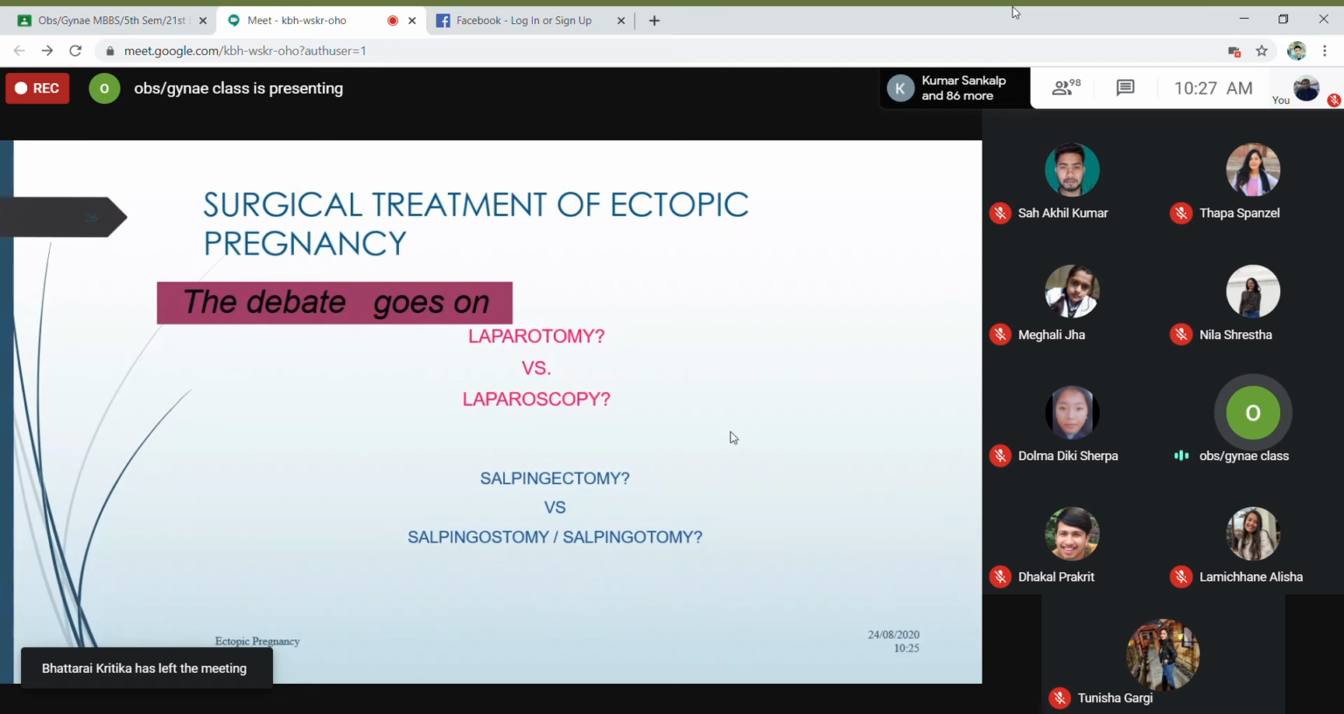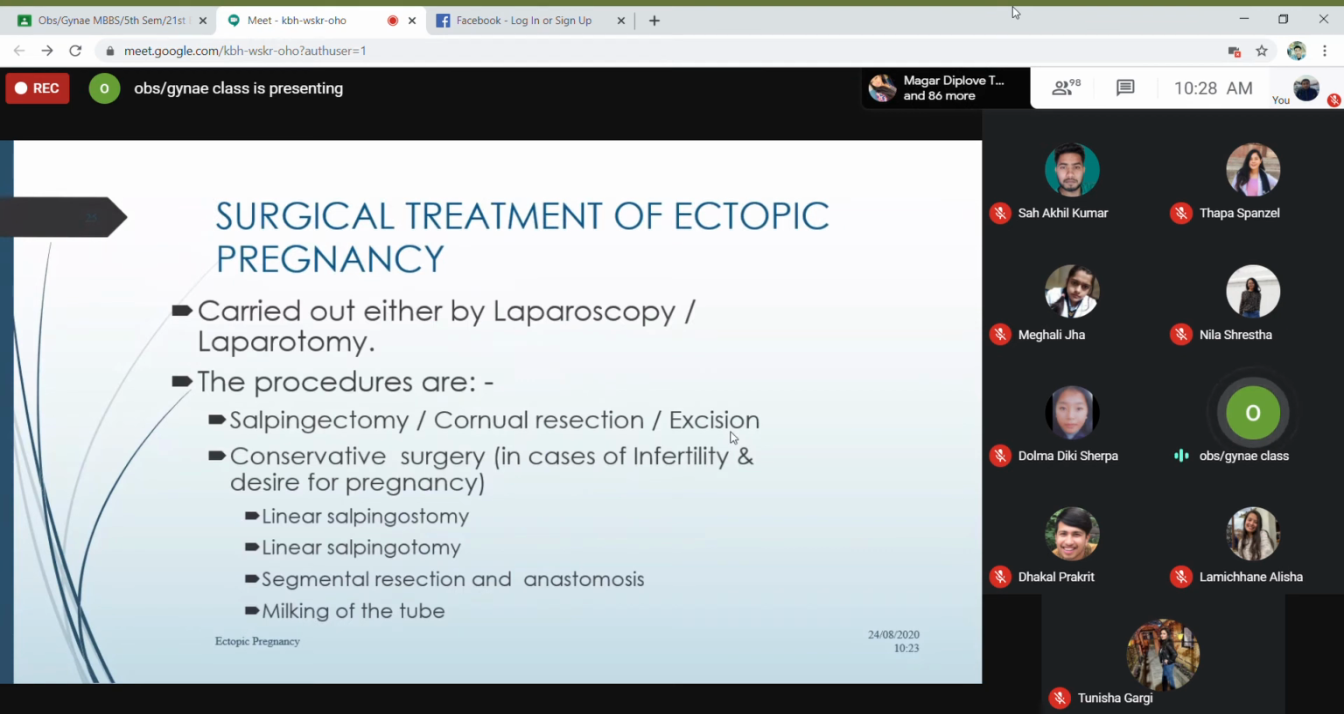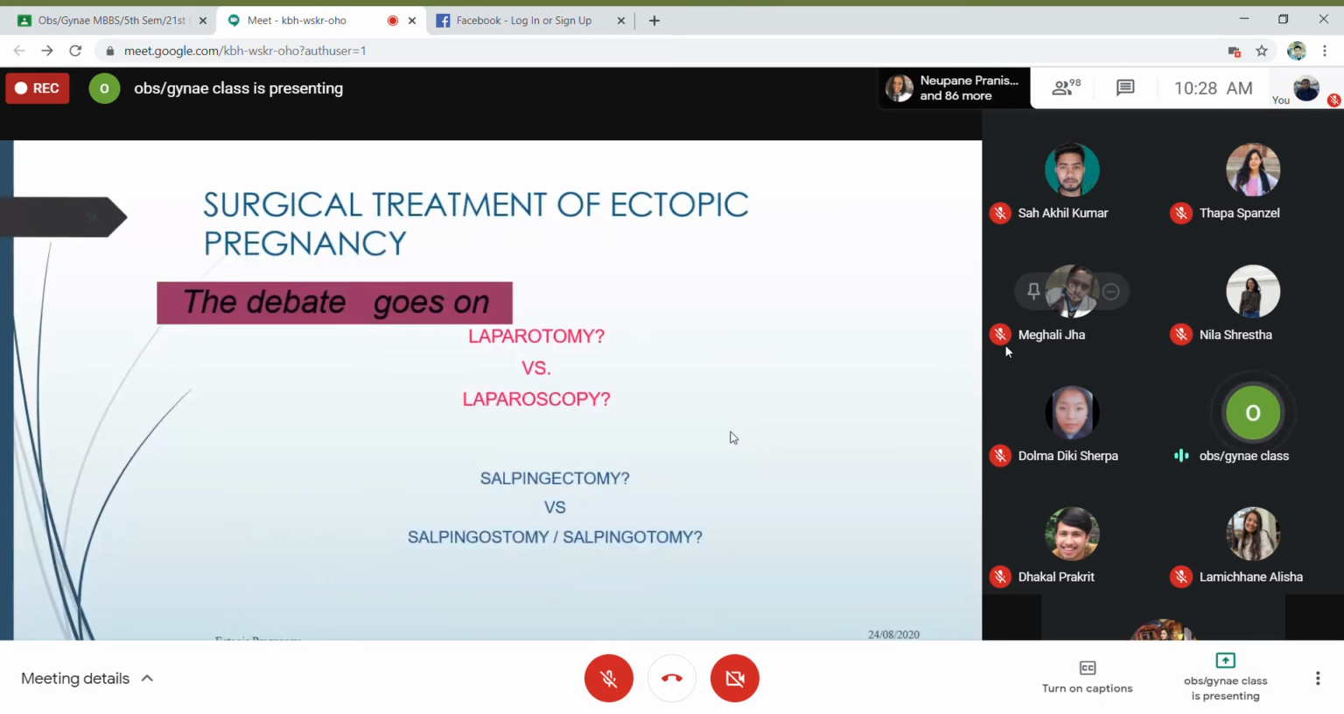Always, laparotomy or laparoscopy is one thing. Laparoscopy is obviously better. And salpingectomy or the conservative surgeries for the tube, the debate always goes on like that. So this is not for you as such. What you have to write is this: the various managements for unruptured ectopic. You could do a laparoscopy or a laparotomy. And when you're doing either, the procedure that is done is salpingectomy or conservation of the tube. These are the conservative surgeries.